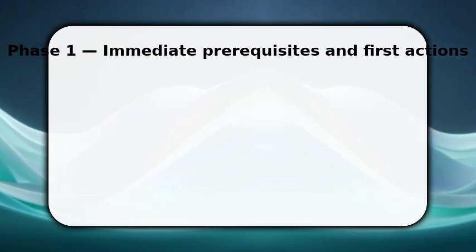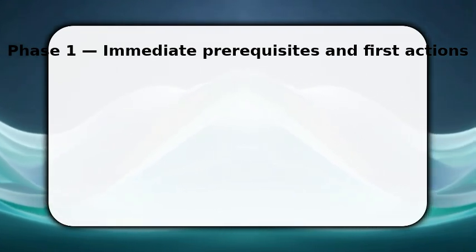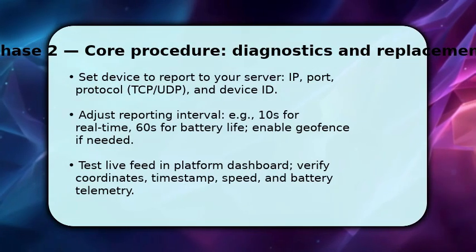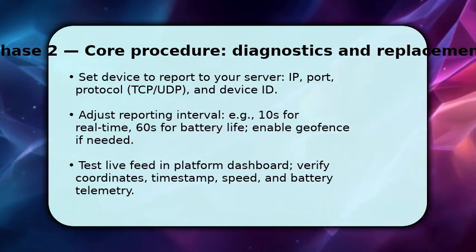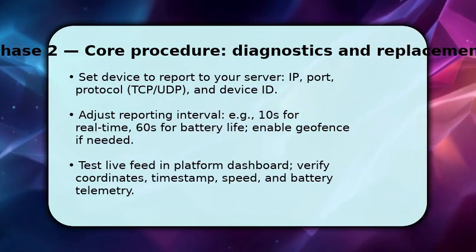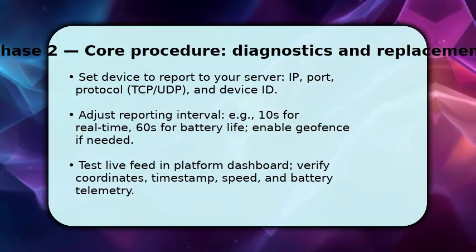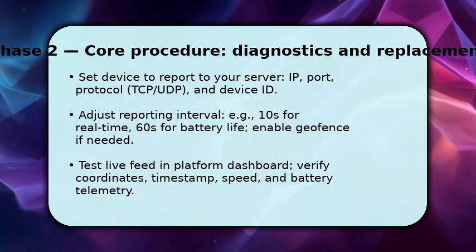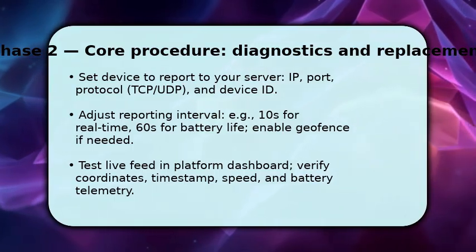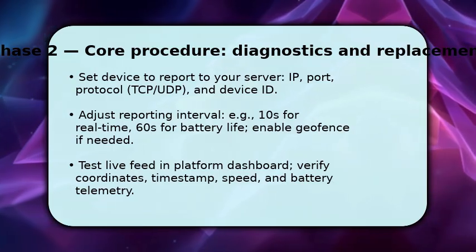Now you configure where data goes. Enter your server IP, port, protocol, and unique device ID into the tracker via SMS or app. Make sure you choose reporting intervals that balance real-time needs versus battery life. Short intervals drain battery fast. Enable features like geofence alerts or SOS so events trigger immediately.